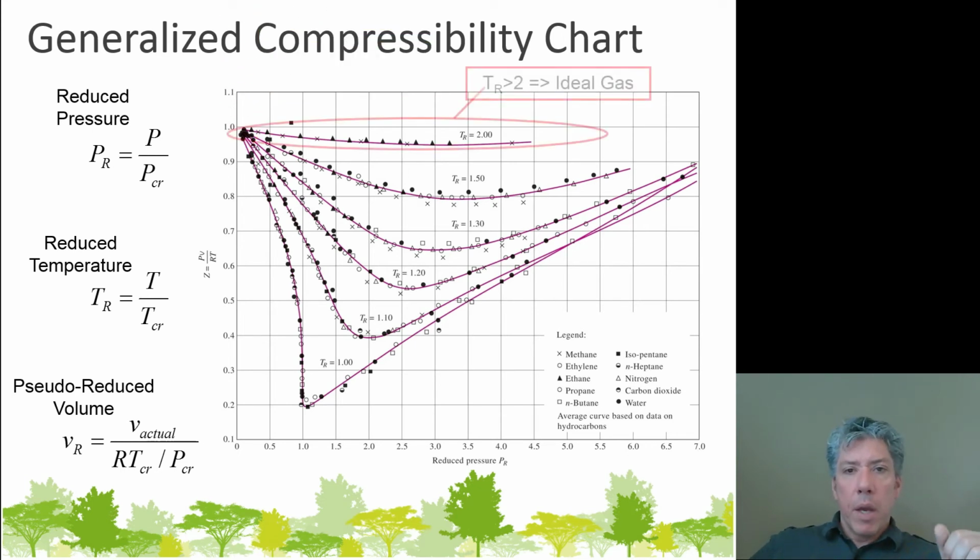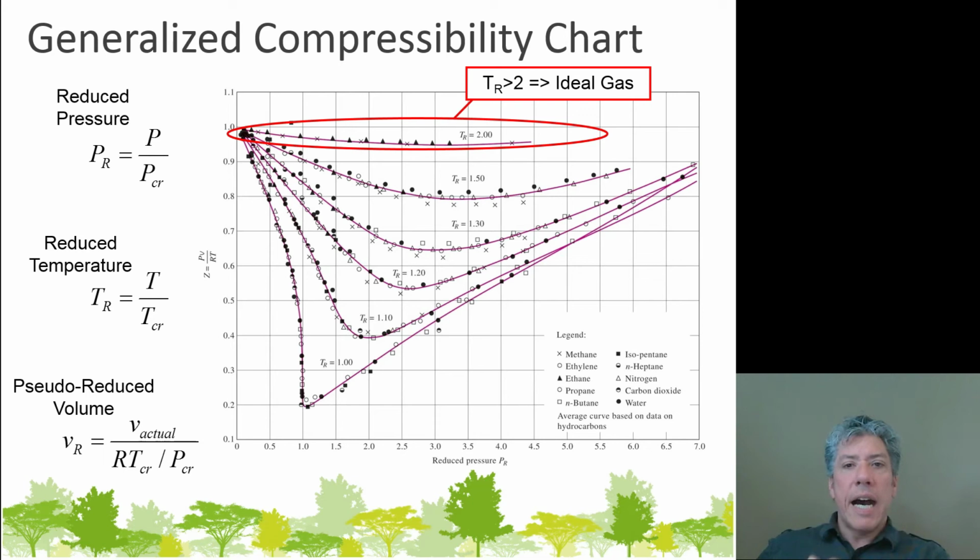What else? Well, notice that at relatively high temperatures, we've got a curve here that is the reduced temperature greater than or equal to 2. What does that mean? Reduced temperature greater than or equal to 2 means that the actual temperature of the gas is about twice its critical temperature, or more. In that case, notice that this whole line is pretty doggone close to 1.0 for the compressibility factor. So that means that gases behave ideally when they're at temperatures about double their critical temperature, regardless of the pressure.